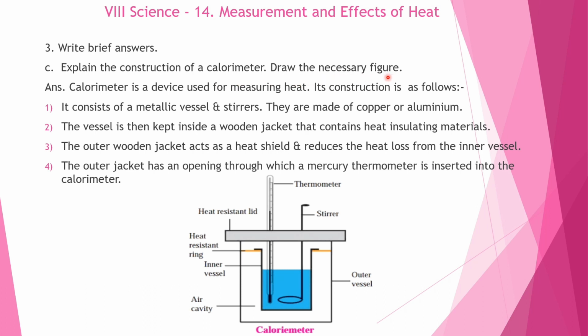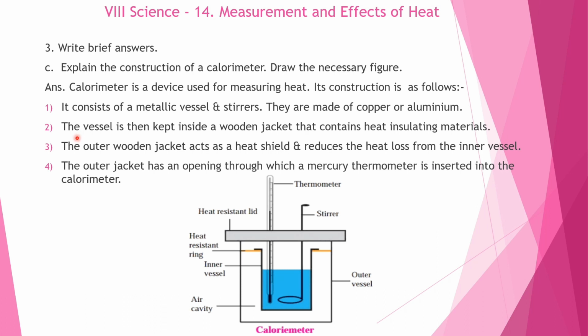Draw the necessary figure. Calorimeter is a device used for measuring heat. Its construction is as follows. It consists of a metallic vessel and stirrers. There is one stirrer. We can have more than one stirrer. They are made of copper or aluminium. Generally, we are using copper, children, but sometimes we use aluminium also.